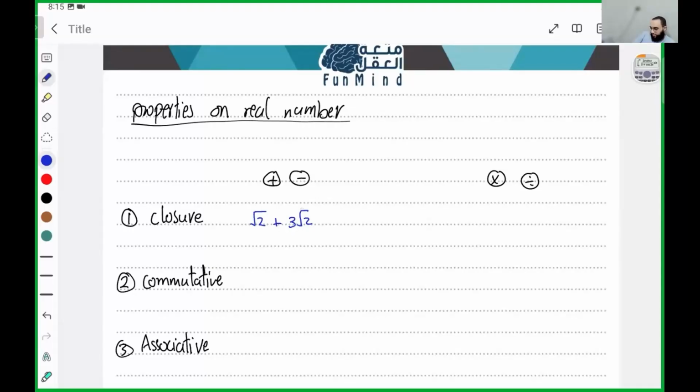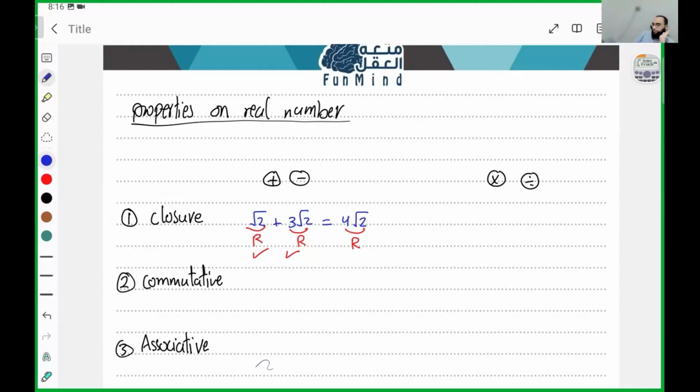Yes. Is that a real? Yes, this is a real number and this is a real number. So if you are adding two real numbers, then the answer must also be another real number. What is the answer? It's 4√2. Is 4√2 a real number? Yes. So if you are adding two real numbers, then the answer should be another real number. This is the closure property.